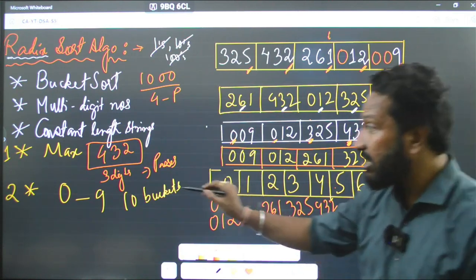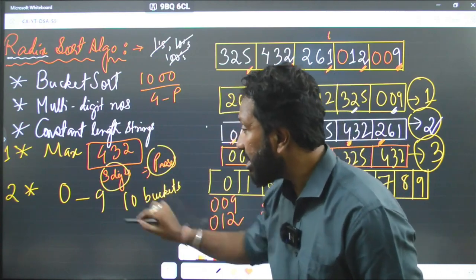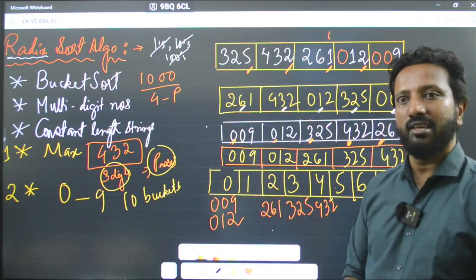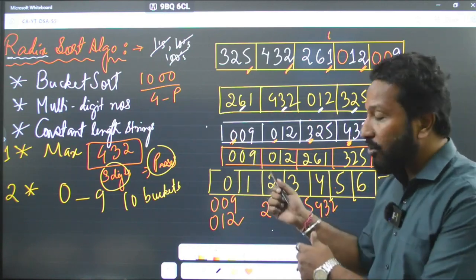And I said how many iterations? 3 iterations. See, 3 passes. 3 digits, 3 passes. Is it working? It is sorted. Okay. Hope you have understood this.